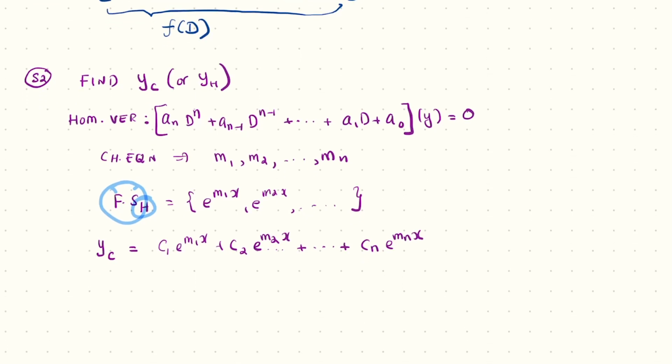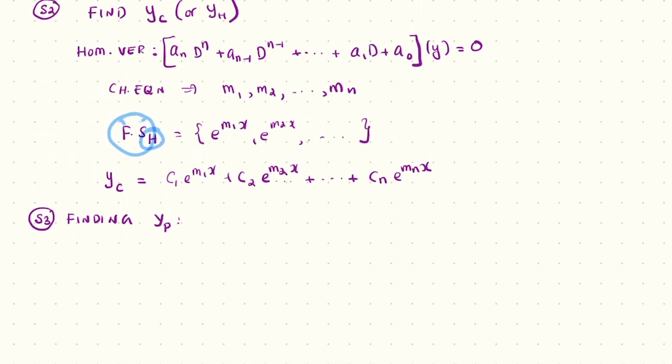Then the next step is finding yp. So how do you find yp? This is a little tricky. This is where we're going to use the annihilator and so on, right? So what we are going to do is the following.